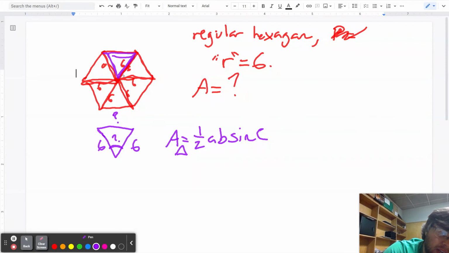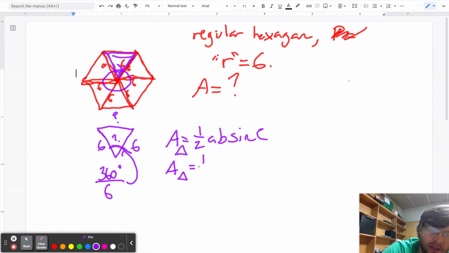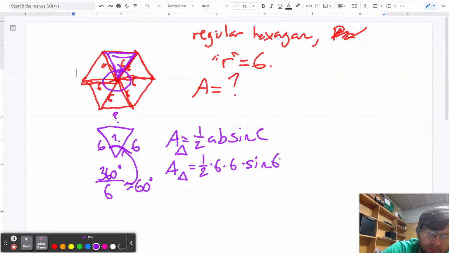What I know though is that it's a hexagon, so there's 6 pieces to it. So if I spun all the way around, that'd be 360 degrees. If I divide 360 degrees by 6, that's going to give me the angle right there. So now I know that the area of my little triangle is 1/2 times 6 times 6 times sine of 360 divided by 6, which turns out to be 60 degrees. Sine of 60 degrees.